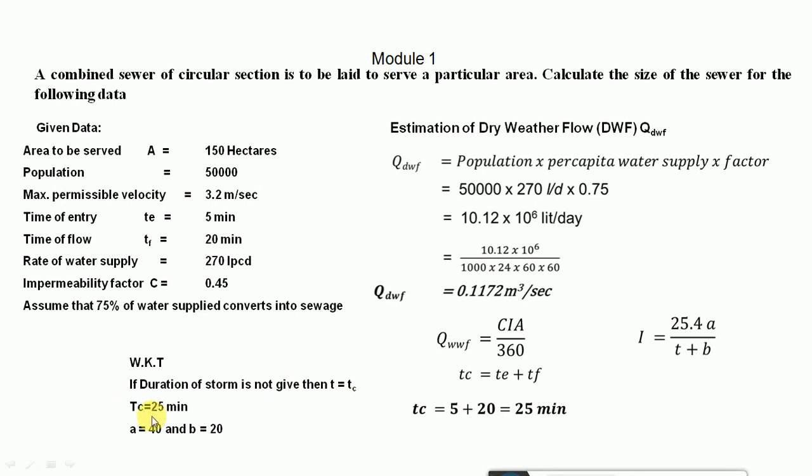Accordingly, the values of A and B are 40 and 50, and we have to substitute these in I is equal to 25.4 into A divided by T plus B to obtain the intensity of the rainfall, that is 25.4 into 40 divided by 25 plus 20. Here T is the total time of concentration, obtained by adding time of entry plus time of flow. A and B are the constants. Then we will get the intensity of the rainfall as 22.578 millimeter per hour.